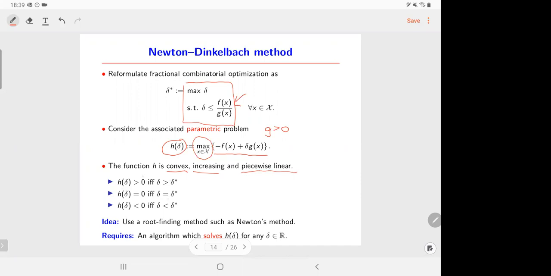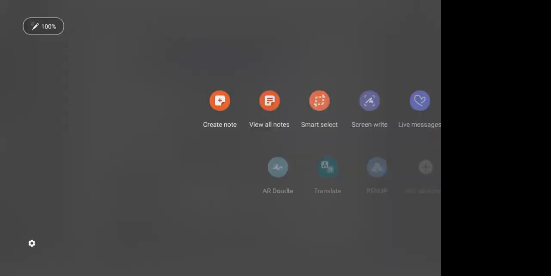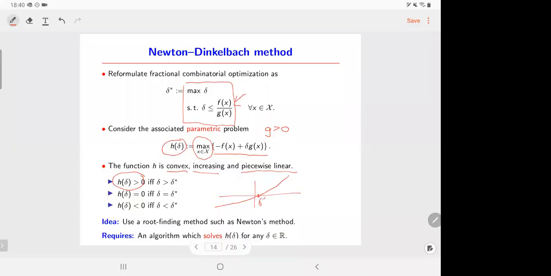In particular, if h of delta is positive, then we know that we are to the right of the root, negative otherwise, and 0 if we are at the root. So the picture is something like this, and delta star is what we are computing. So this suggests using root finding techniques such as Newton's method to solve fractional combinatorial optimization problems.